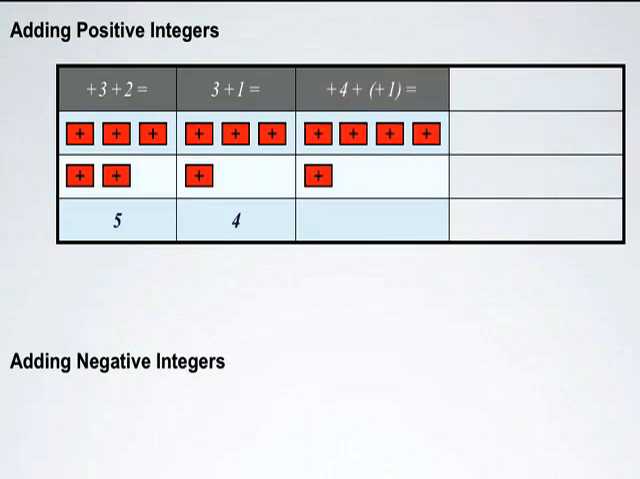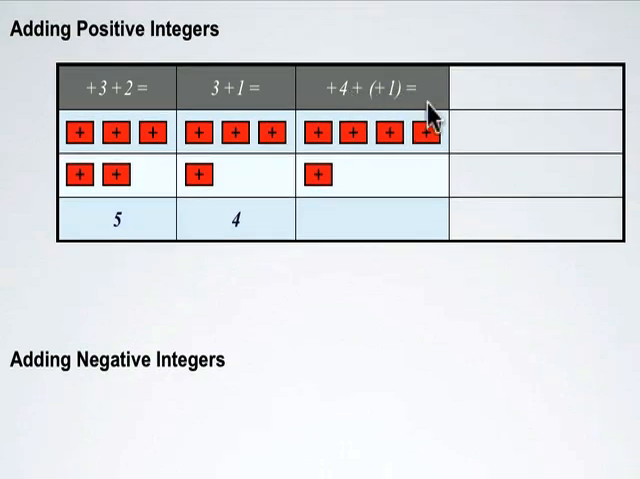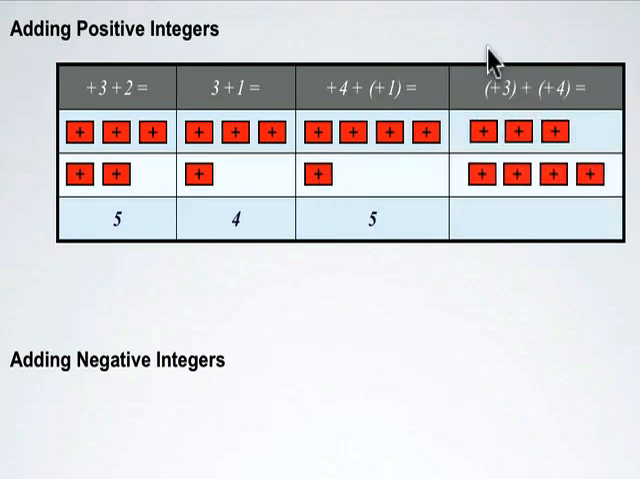Positive 4 plus positive 1, again, we've talked about the idea of when you don't necessarily need all the signs, but here it means the same thing. Positive 4, 4 red tiles, and positive 1, 1 red tile, is 5 red tiles, or positive 5. Positive 3 and positive 4, lots of signs and brackets here, but again, if we look at what it means, positive 3, 3 red tiles, and positive 4, 4 red tiles, gives us 7 red tiles.